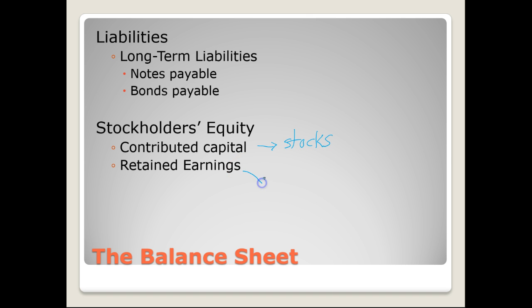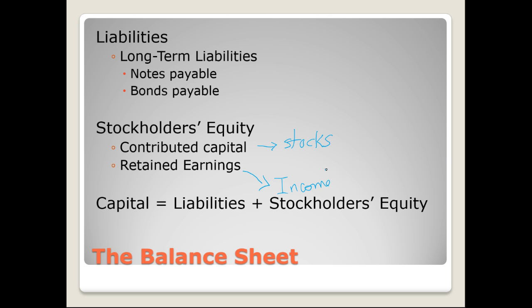Retained earnings is all of the income that we make and potentially keep in our company. Overall, we find that capital in a company is the right side of the balance sheet. It is all the non-asset stuff. It's the liabilities plus stockholders' equity. Remember, assets equals liabilities plus stockholders' equity, which means capital, if that is the total of liabilities and stockholders' equity, it must equal the value of assets.